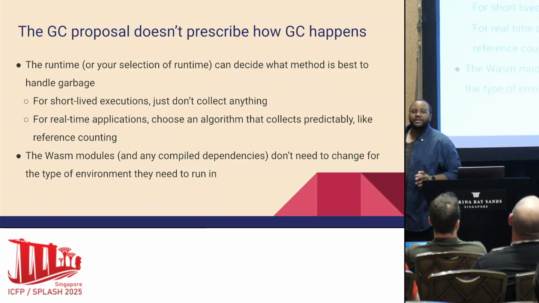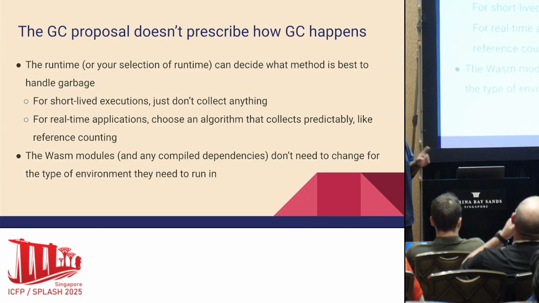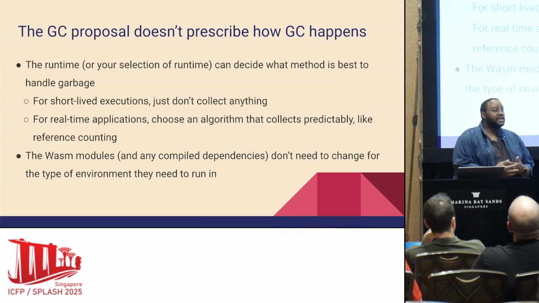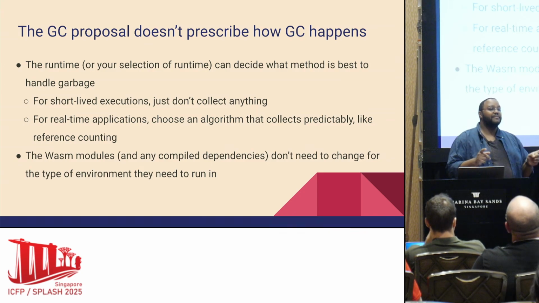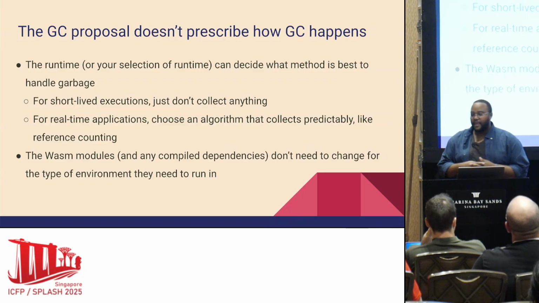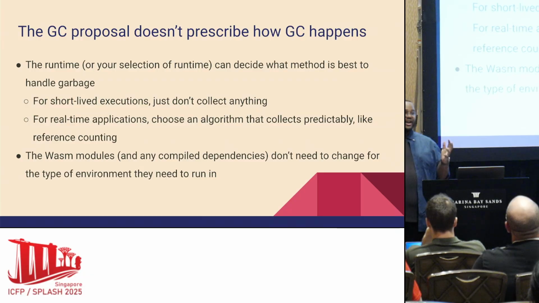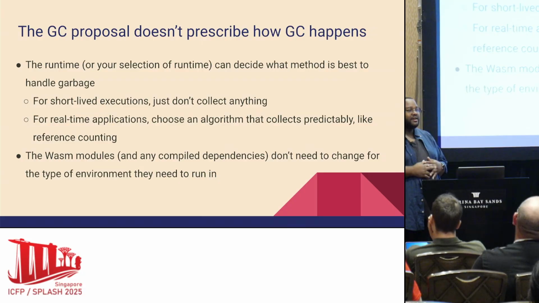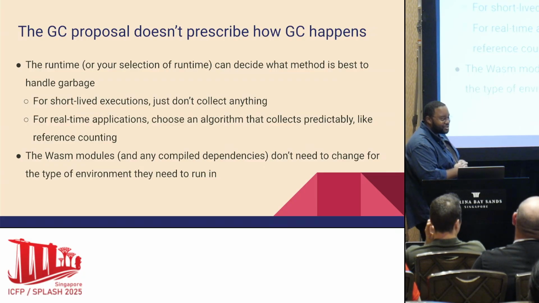So the important thing to note here is that the proposal does not prescribe how garbage collection happens. So the runtime itself, or the runtime that you choose to use, can decide what method of GC is going to happen. So let's say you've got really short-lived executions. Maybe you have something that's just a function that's going to execute one time, and that's it. Do we really need to do GC? Probably not. In fact, my favorite GC implementation is exit. It works really, really well. I highly recommend it if you've never tried it.